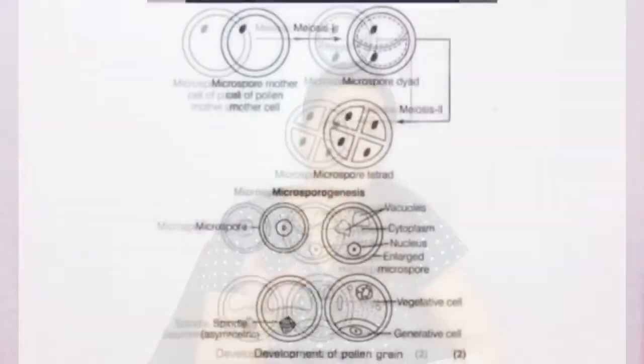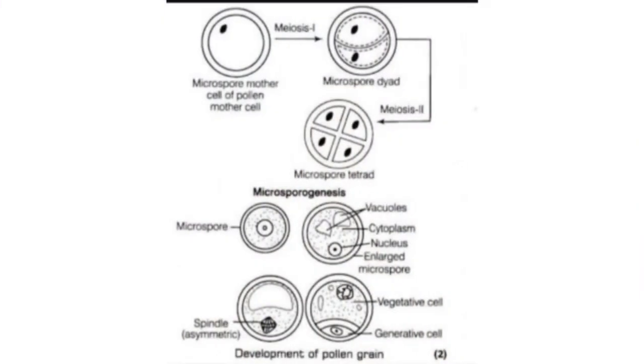The second one is what? The intine, which is the innermost layer. It is composed of cellulose and pectin. As you can see in the diagram of a mature pollen grain, it has two cells, that is the vegetative cell and the generative cell. The vegetative cell is larger, has abundant reserve food material and a large nucleus, which is irregular in shape, whereas the generative cell is small, spindle shaped and floats in the cytoplasm of the vegetative cell.